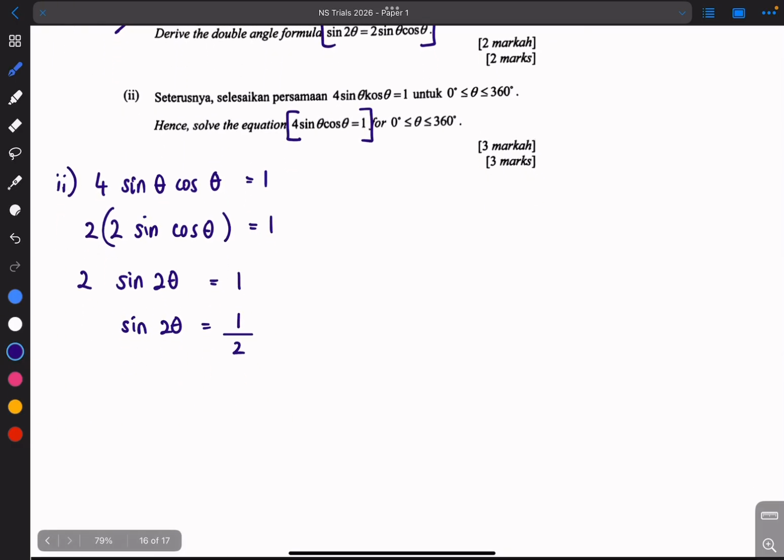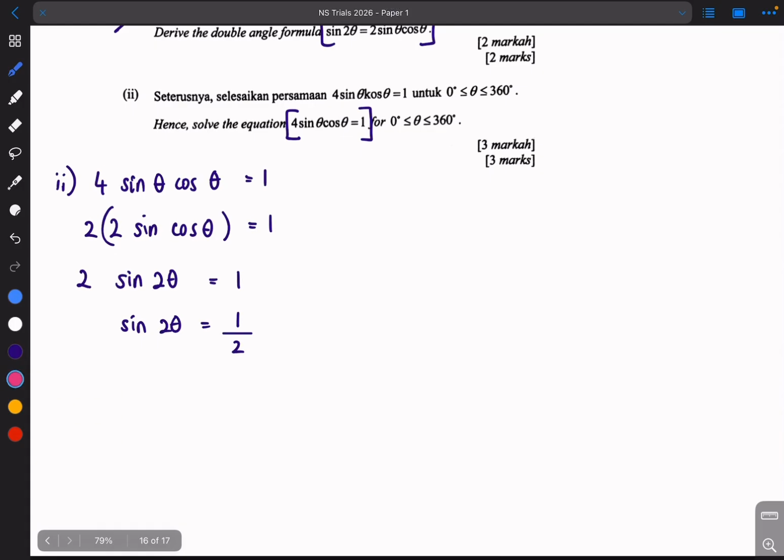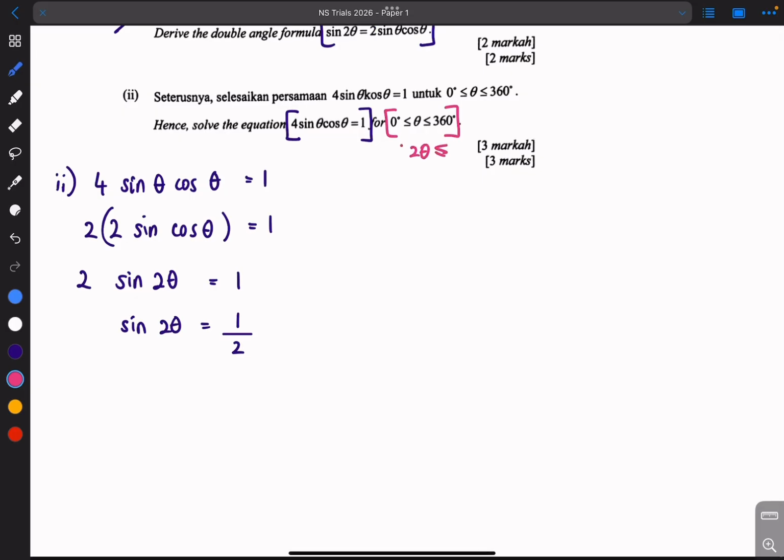Alright. Okay, whenever we get double angles here, you should not forget that our range we have to times 2. Because the range for theta is between 0 to 360. Here we are dealing with double angle. So our range for 2 theta would be 0 to 720. So here we need to solve for 2 rotations. Okay, so we must go 2 rounds.